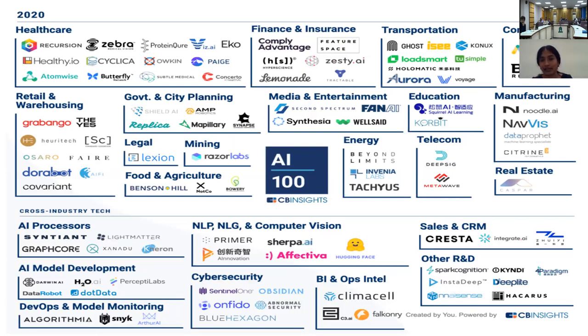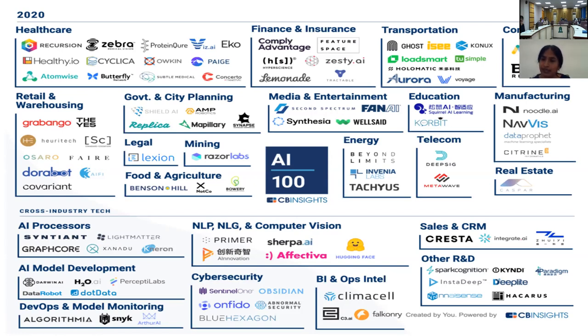And every sector that you can name has invested in AI of some kind, either in the development or in application within that field. So media, education, government and city planning, and so on. These are just some of the 100 companies that are in the field.